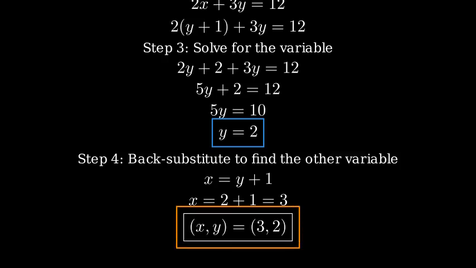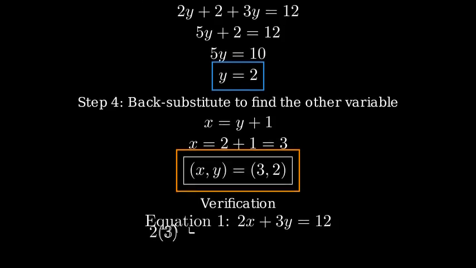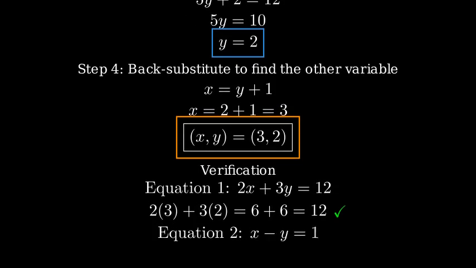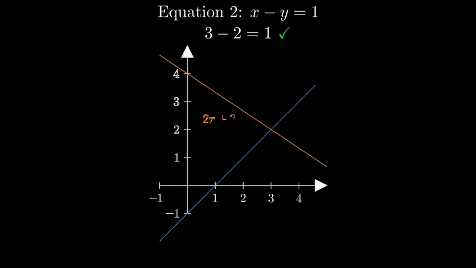Let's verify our solution by checking if the point (3, 2) satisfies both of our original equations. For equation 1, we have 2 times 3 plus 3 times 2, which is 6 plus 6, equals 12. This is true. For equation 2, we have 3 minus 2 equals 1. This is also true. Graphically, this means that the point (3, 2) is exactly where these two lines intersect.